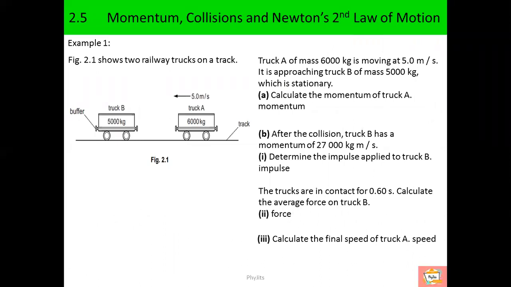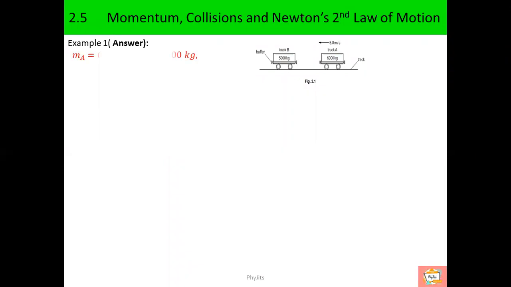So, example questions. You have two trucks, A and B, of 6,000 and 5,000 kilograms. A is moving, but B is not moving. Calculate the momentum of A. For the momentum of A, you only have to focus on truck A. After collision, truck B has momentum 27,000. So you know the momentum of truck B after collision. Impulse applied: impulse is just the change in momentum. Okay, let's see. These are the information that we have.